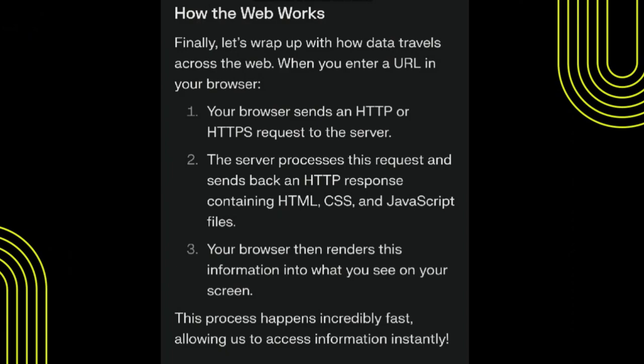Now finally, let's wrap up on how data travels across the web. When you enter a URL, number one, the first thing your browser does is send out an HTTP request, which is like sending a letter asking for information. Then the server gets your letter and sends back an HTTP response with all the goodies, right? And then your browser shows everything nicely on your screen. This happens super fast, so you can find what you need right away. That's why you cannot really see the process. Once you do it, it instantly brings back information to you.